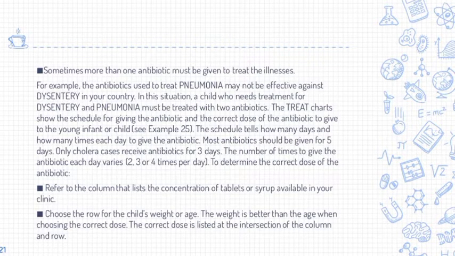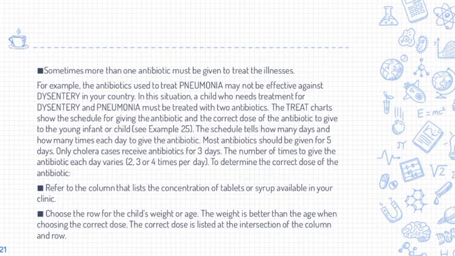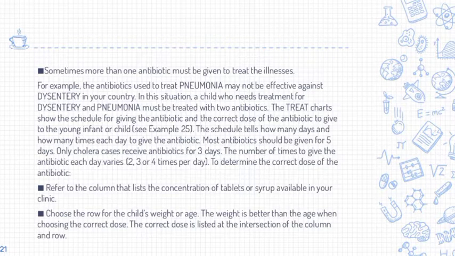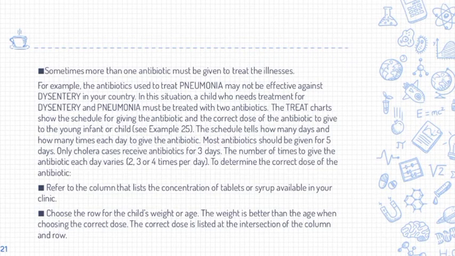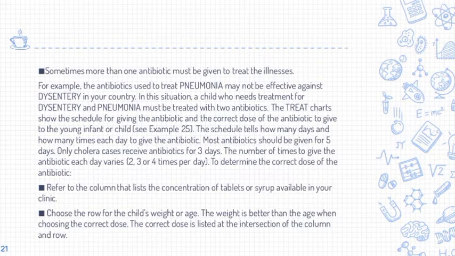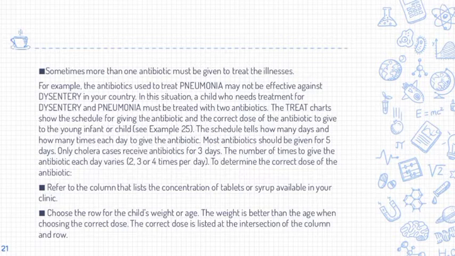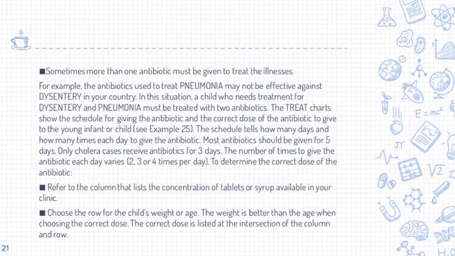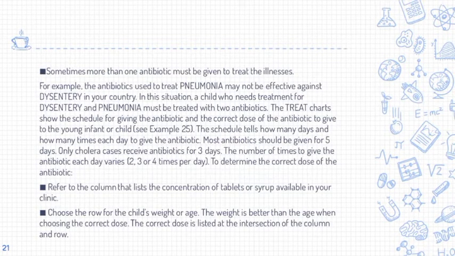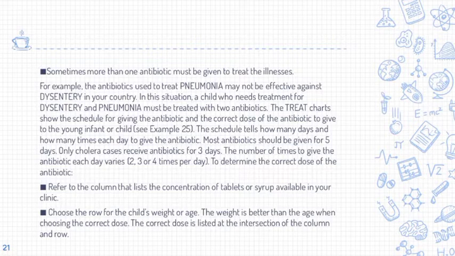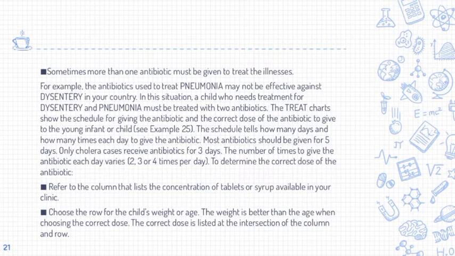To determine the correct dose of the antibiotic, refer to the column that lists the concentration of tablets or syrup available in your clinic. Choose the row for the child's weight or age. The weight is better than the age when choosing the correct dose. The correct dose is listed at the intersection of the column and row.